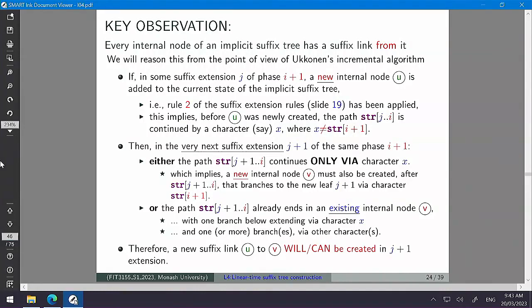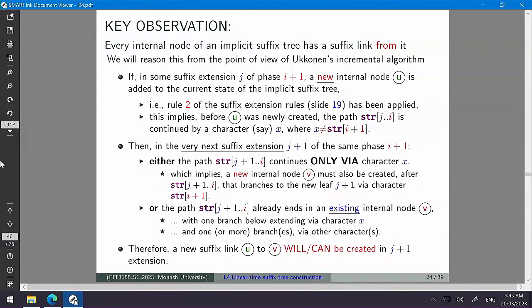But the question to you is, what happens if you create a new internal node in the last extension of a phase? So let's say you are in phase i plus 1. The last extension of phase i plus 1 was the i plus 1th character, isn't it? i plus 1 to i plus 1. Would you ever create a new internal node by putting in the suffix of one character into the implicit suffix tree? Why? Only two options: that character exists or doesn't exist.